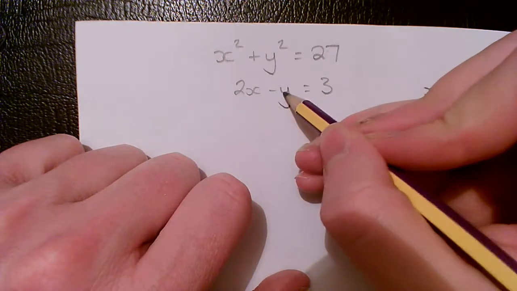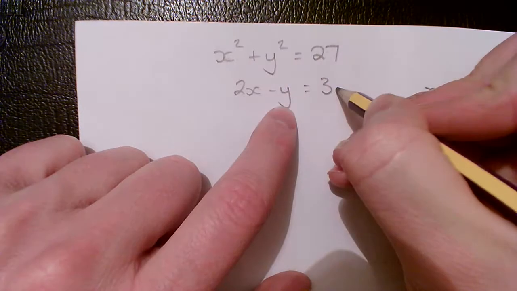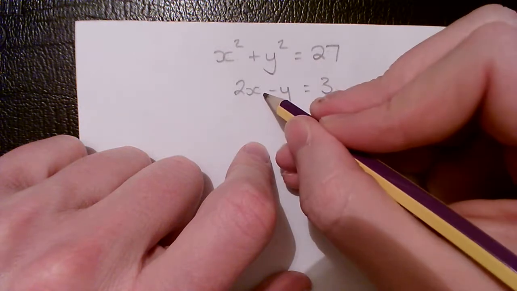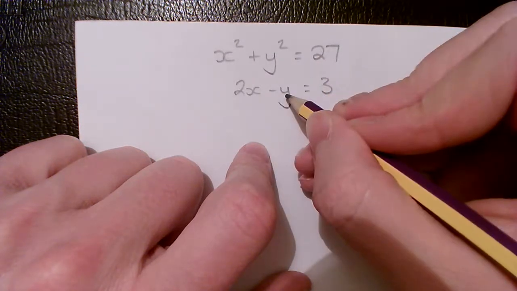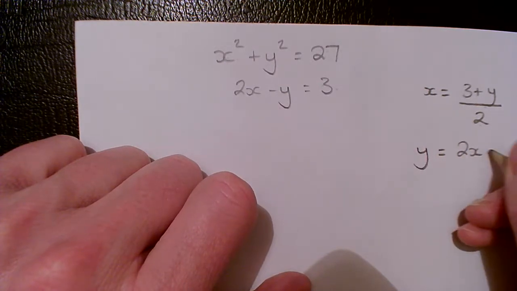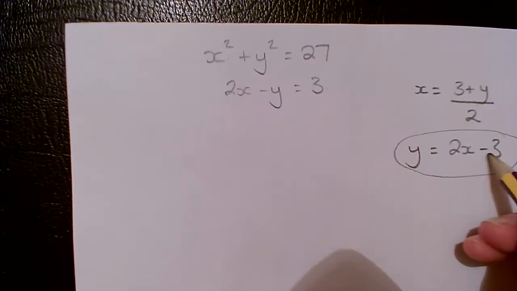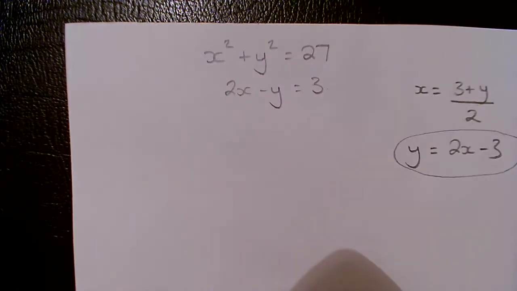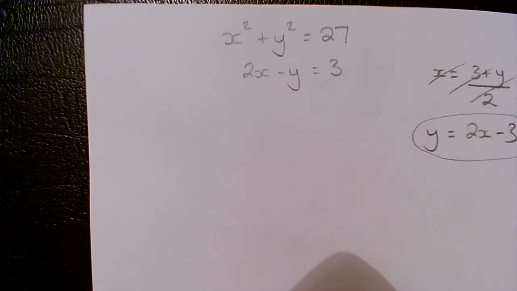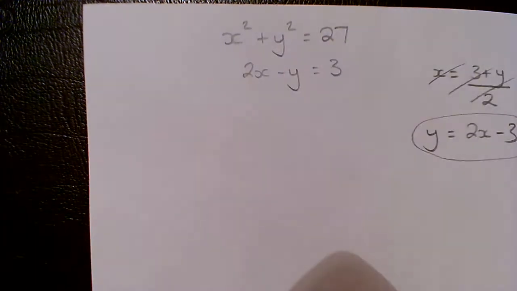Let's see what happens if I make y the subject of the formula. So I could add y to both sides, which would leave me 3 plus y equals 2x. But then I could subtract the 3. So I'd actually get 2x minus 3. And I think I'd much rather put 2x minus 3 in for y there. So that's what I'm going to do. So I'm going to ignore that one, and I'm going to substitute in 2x minus 3 for this y value.